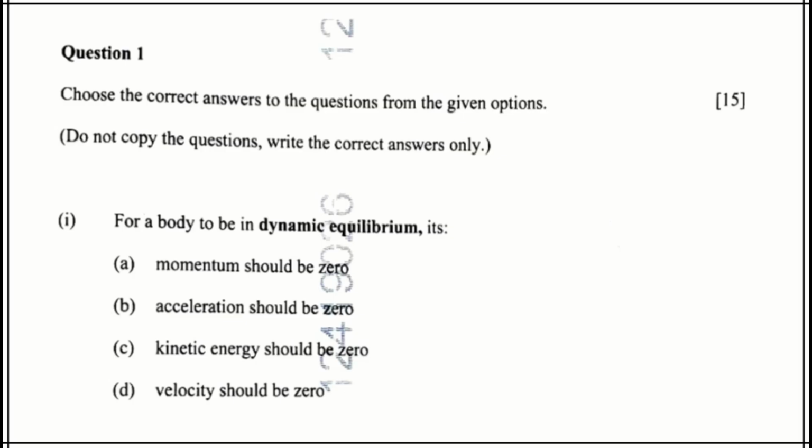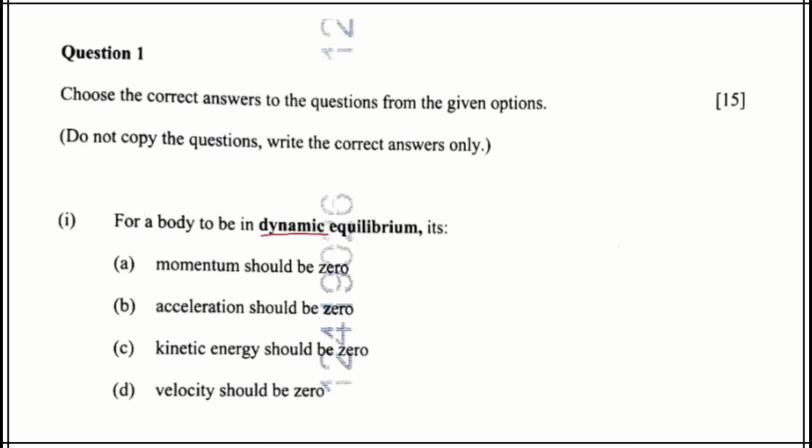Question number 1. Choose the correct answers to the questions from the given options. For a body to be in dynamic equilibrium, its option A, momentum should be 0, B, acceleration should be 0, C, kinetic energy should be 0, D, velocity should be 0.